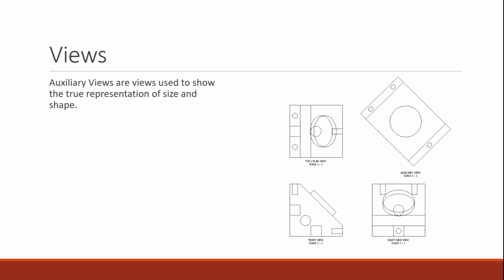So if I want to dimension that circle, that's probably about the best way that I'm going to be able to dimension that if I want to show that circle in its true form. So I'll use an auxiliary view.